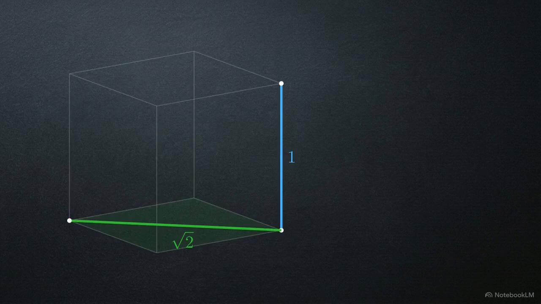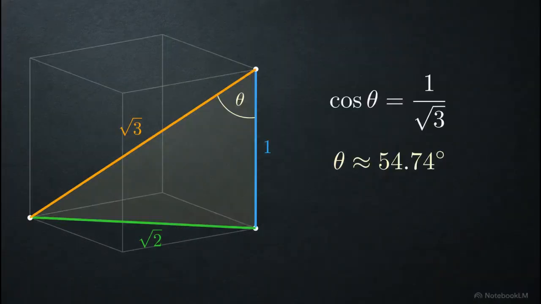Now we move into the 3rd dimension by drawing a space diagonal, a line cutting through the interior of the cube from one corner to the opposite corner. Because this line travels across 3 dimensions of length 1, its total length is the square root of 3. At the intersection, where the edge meets the space diagonal, the math reveals something specific. The cosine of this angle is 1 over the square root of 3, which calculates to 54.74 degrees.